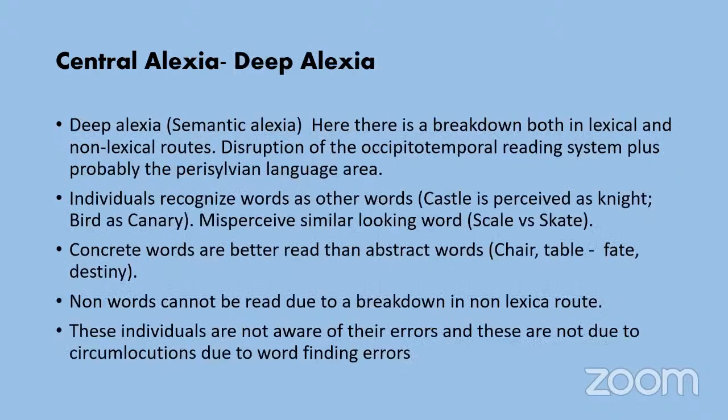Deep Alexia, the semantic Alexia. Here, there is a breakdown both in the lexical and non-lexical routes. There is disruption of the occipital-temporal reading system, plus probably the perisylvian language areas. Here, the individuals recognize words as other words. Castle is perceived as night, bird as canary, they misperceive similar looking words. Scale may be perceived as skate.